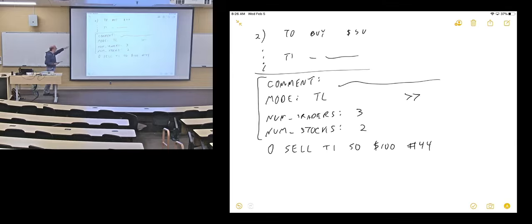The mode, num traders, num stocks, anything else in the header will always be a word with no spaces in it. Greater than, we'll read that as a string and stop. Then for the mode itself, we could read the TL or PR is the other mode, we could read that as a string. Everything else in the header will be numbers. We can read them as, say, unsigned integers.